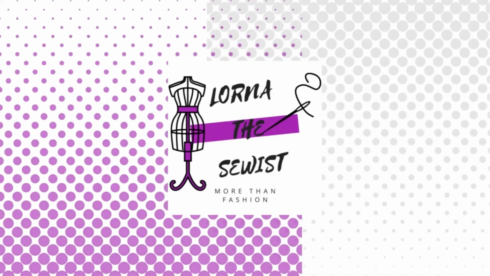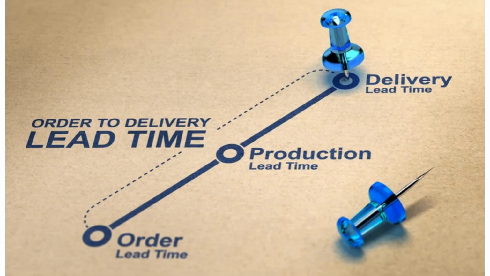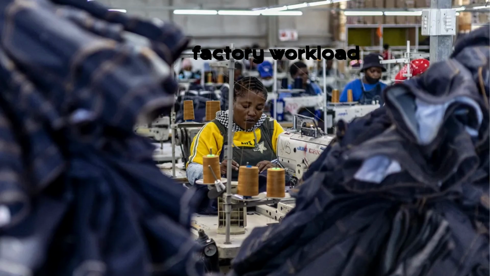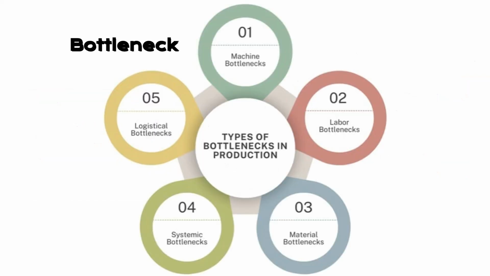Next we get into bulk production. So you need to think about the lead time of the production after everything has been approved. So it's from the sample approval to how many pieces you are basically producing. Also look at the factory workload and you see their current production schedule or bottlenecks. So bottlenecks are basically capacity constraints, slow machinery, labor shortages, and inefficient workflows. Basically anything that would restrict the speed throughout the manufacturing timeline.